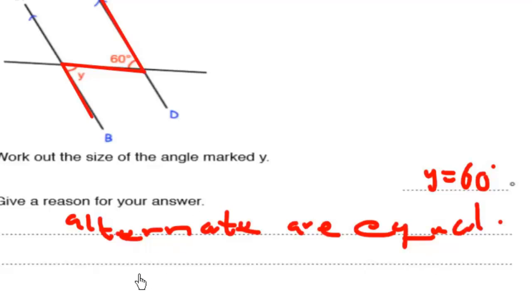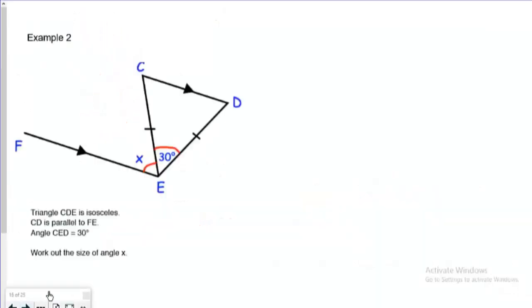Good. Another example. Triangle CDE is isosceles. CD is parallel to FE. Angle CED is equal to 30 degrees. Work out the size of angle X. So we are looking for this angle X. Good. Now, this is parallel to this, so I can trace a Z shape.